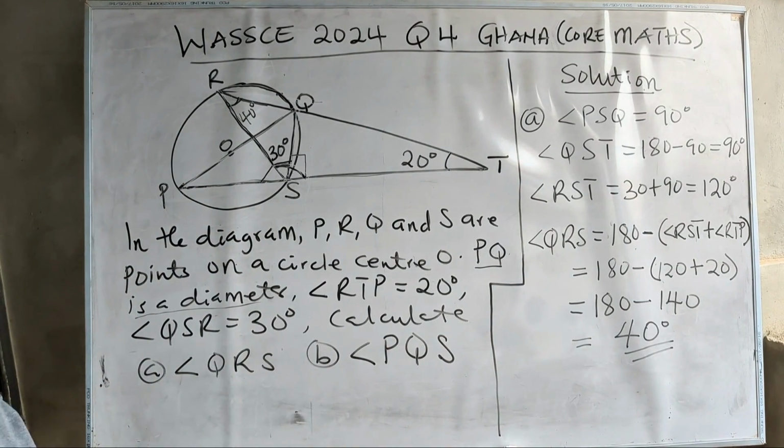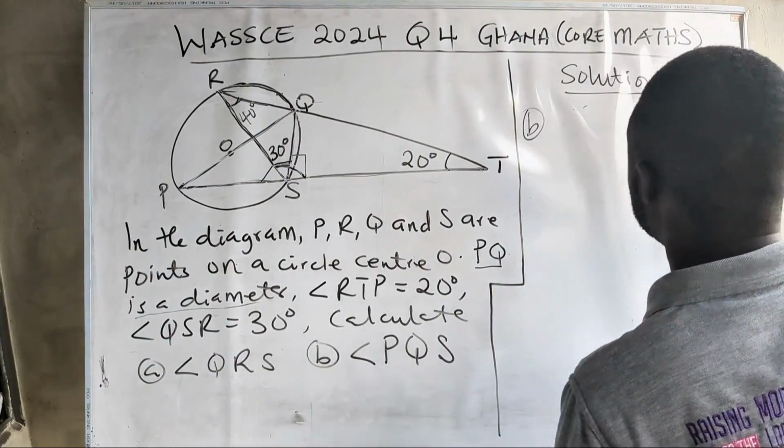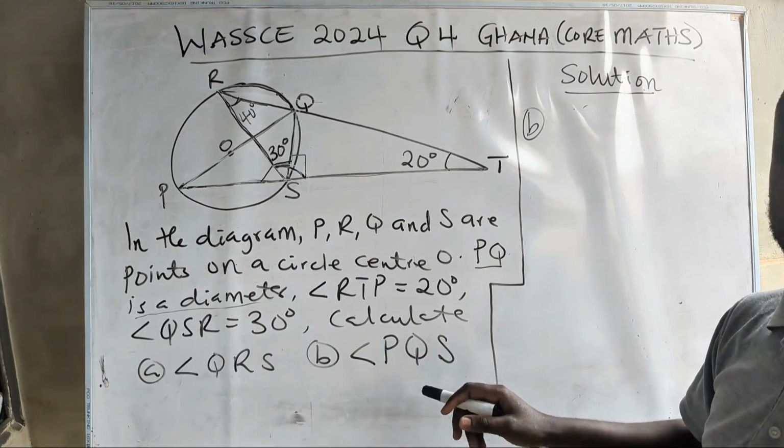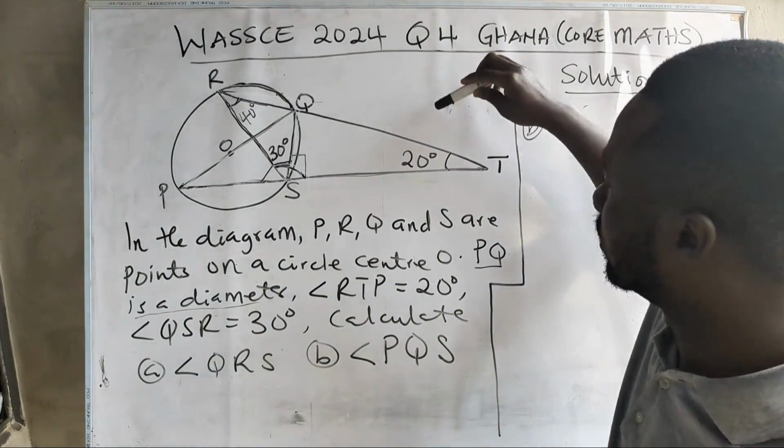I know you have understood. Let's move on to the second question, the B. We are supposed to find angle PQS. Where is angle PQS?